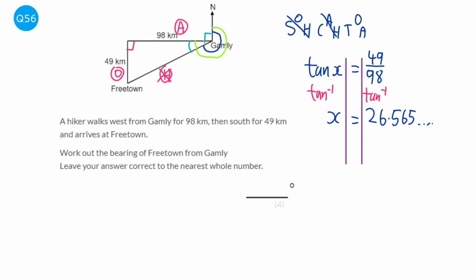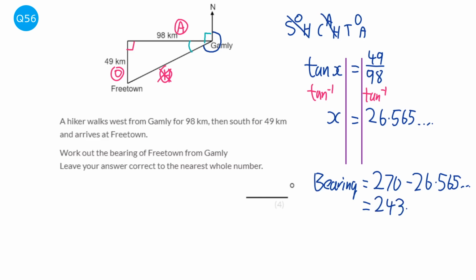Okay, so we know that the whole of the way around up until this point is 270 because we've got this 90 degree left. So what I'm going to do now is work out the bearing. So bearing, we're just going to do 270, take away the 26.565, blah, blah, blah. And that gives us 243.434, blah, blah, blah. It says it wants it to the nearest whole number, so that's going to be 243.